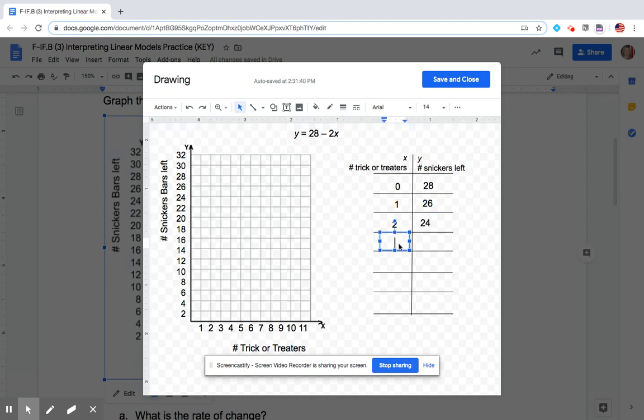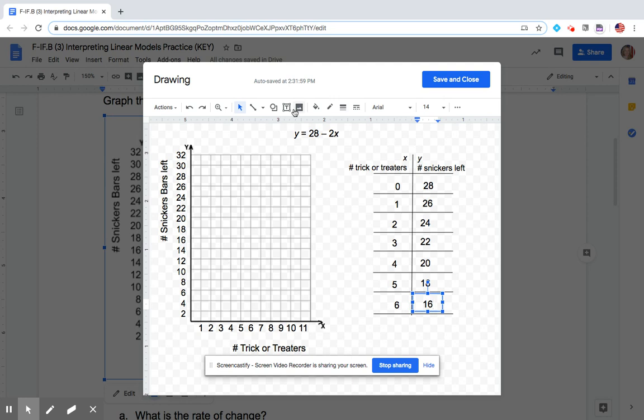And now we can look for a pattern and extend it. I can see that I'm increasing by 1 here on my x's. And as x increases by 1, the number of candy bars decreases by 2. That's going to have something to do with my rate of change.